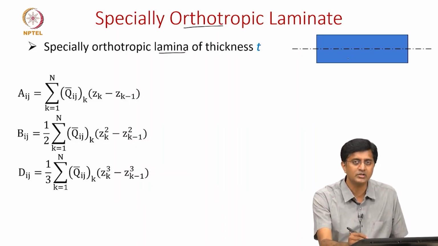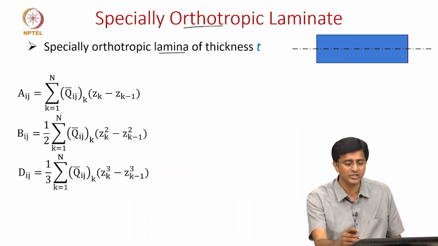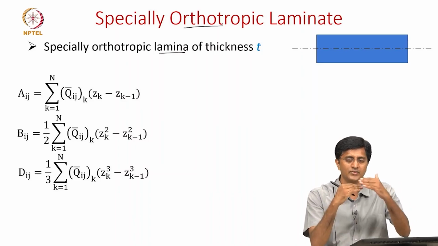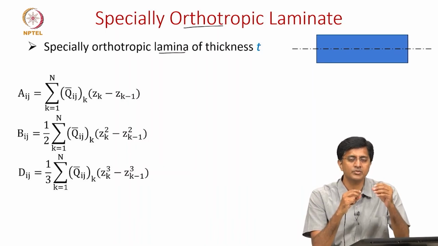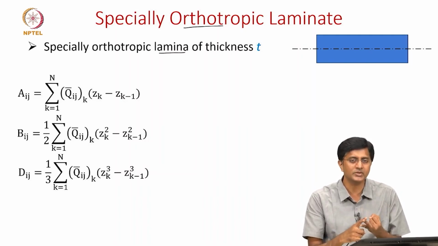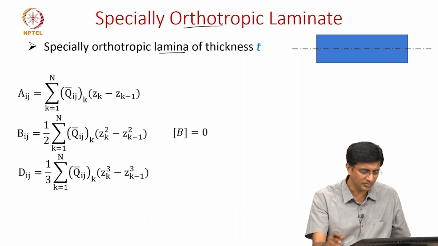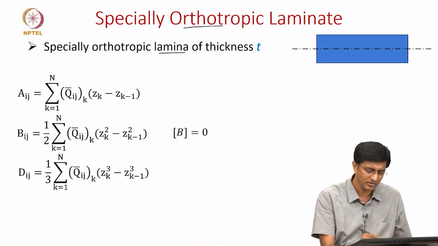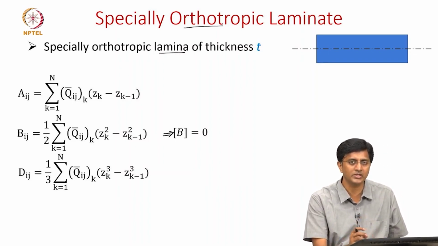Looking at this, we should identify that this is a symmetric lamina, because about the mid surface, let's say we divide this single layer into two halves of equal thicknesses. Then we can say it is a symmetric laminate because the top half and the bottom half are made up of the same material, same thickness, and same orientation. We have just seen that for a symmetric laminate, the B matrix goes to 0. So similarly for this specially orthotropic laminate, the B matrix goes to 0, meaning that there is no coupling between the extension and bending.